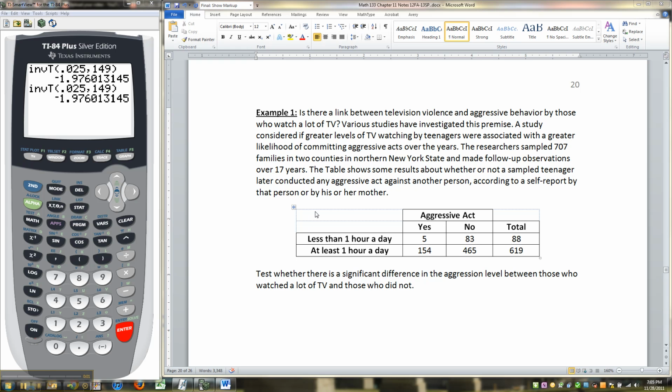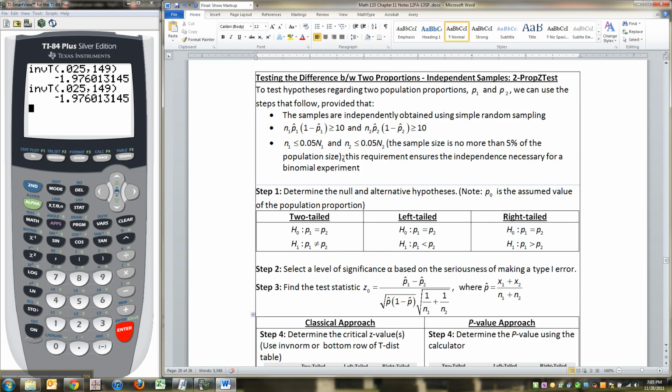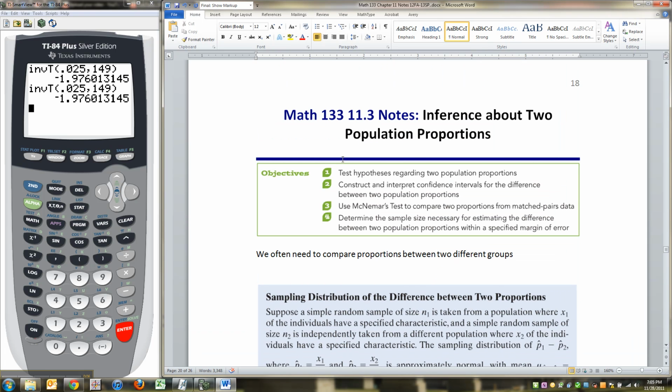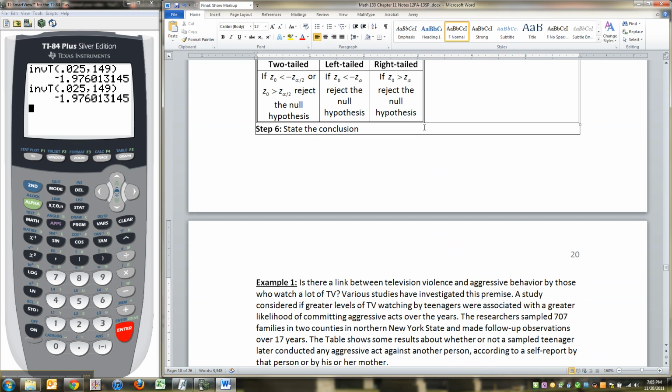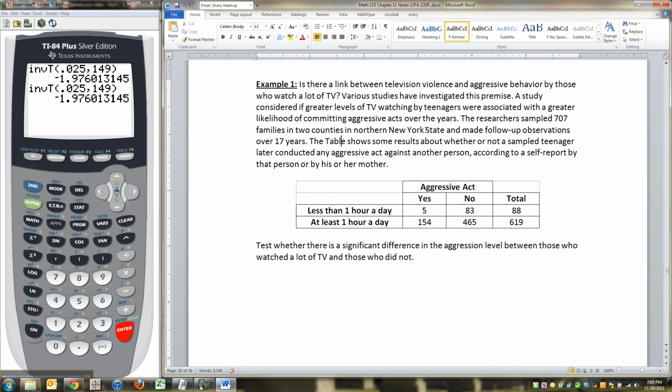All right, now it's time to move on to section 11.3. In section 11.3, we're going to be testing proportions, two population proportions to be specific. One of these tests can be done with a calculator, and that's the one I'm going to go over. The other one, McNemar's test, is not available in the calculator. That's okay, though. It's a pretty simple test, all things considered.